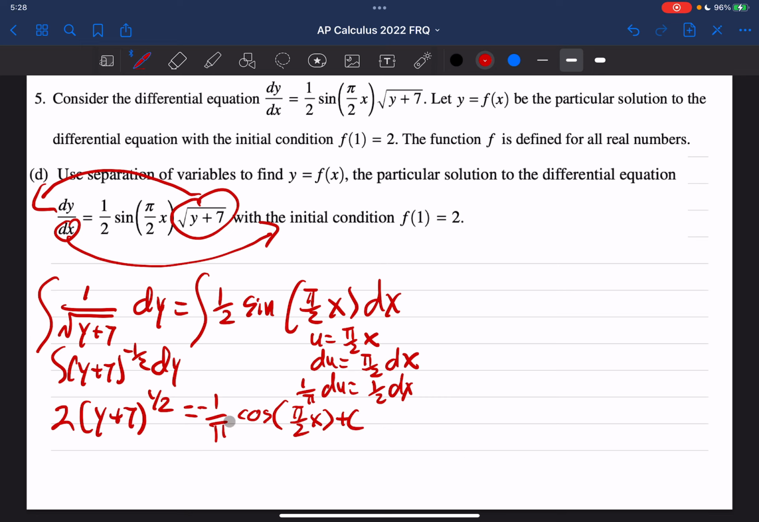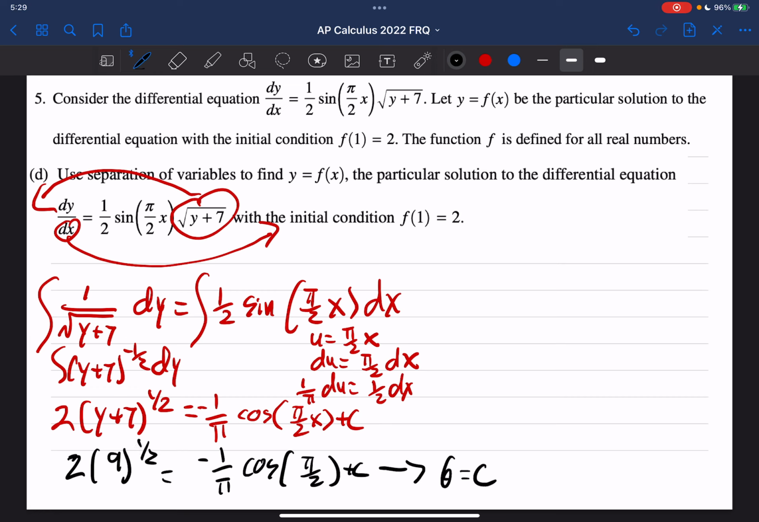Now, we've done the integrating. Now, isolating means find y, but what I often tell people is when you have the chance right here, use your initial condition to figure out what c is. So that means plug in 2 for y. That's 9 to the 1/2. So negative 1 over pi cosine pi over 2 plus c. Cosine of pi over 2 is 0, so that whole part zeroes out. 9 to the 1/2 is 3, so that means 6 equals c.